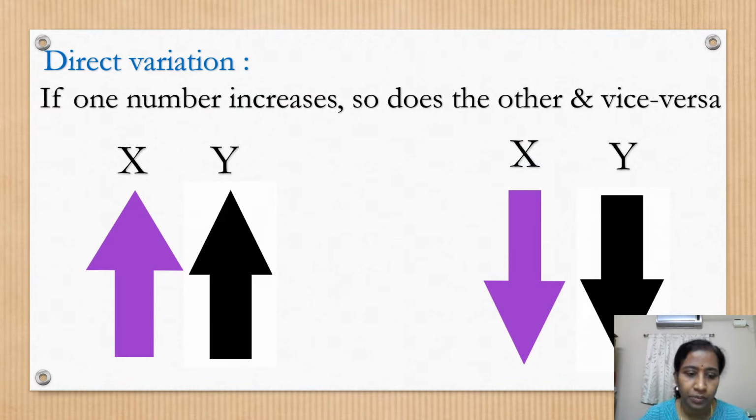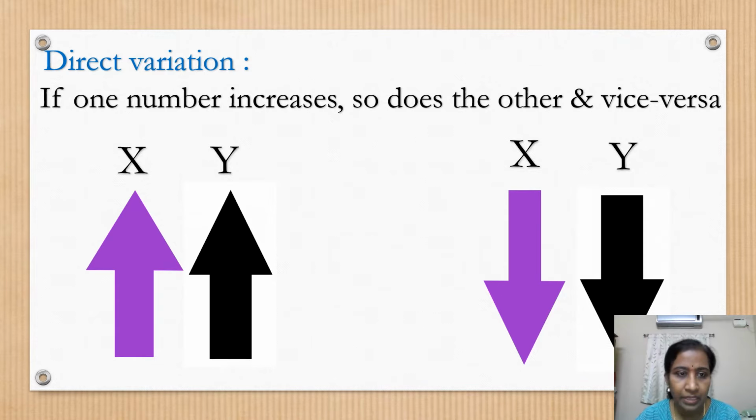Before going into the problems, we are going to see the concept of direct variation and inverse variation. Now, in direct variation, if one number increases, so does the other and vice versa. So just look at the cursor. If you have two variables x and y, if x increases, y also increases. If x decreases, y also decreases. That is, simultaneously x and y will increase and simultaneously x and y will decrease.